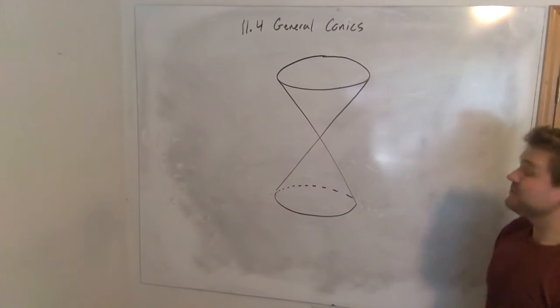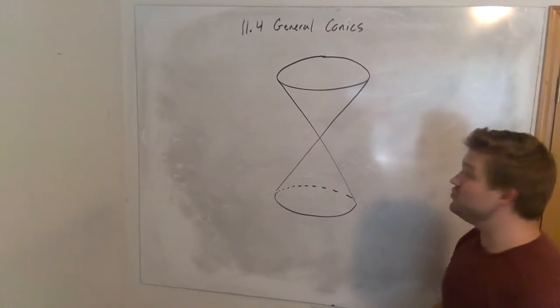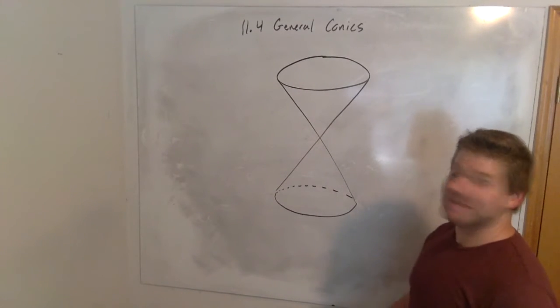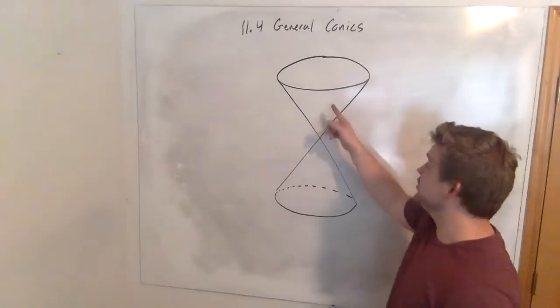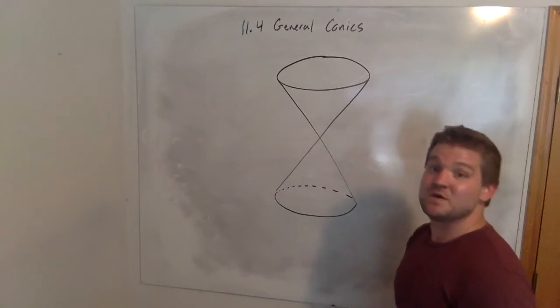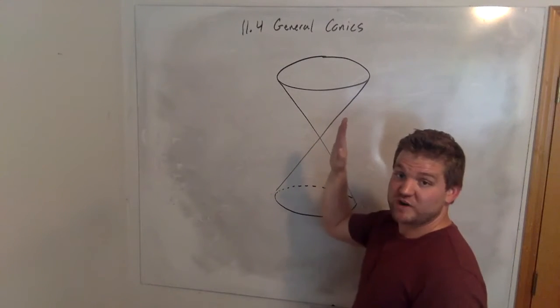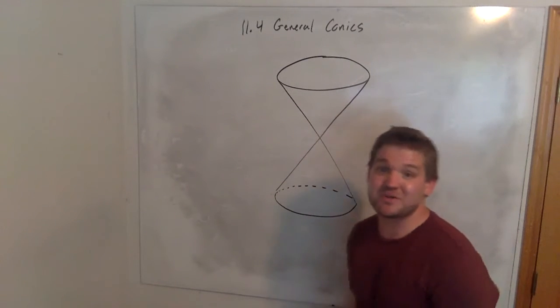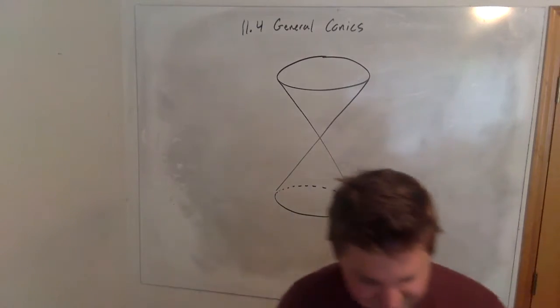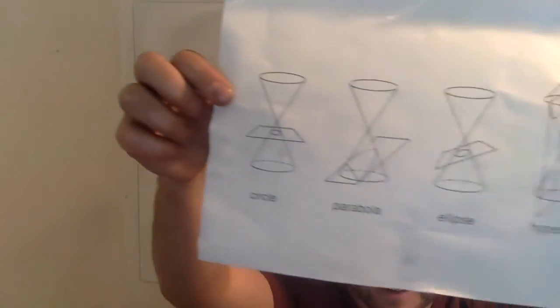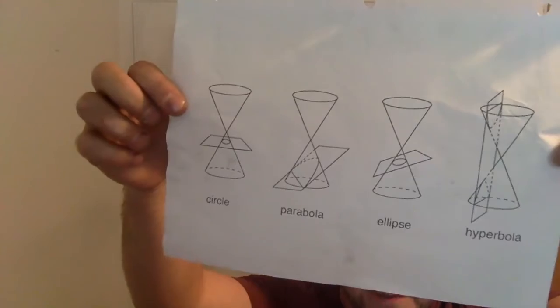Well, the only other one is, what if we were to cut this cone so that actually the piece of paper would cross through both of these? Well, the best way to think about that is if you had a piece of paper that was cutting straight up and down like this. What kind of shape are we going to get there? In that case, we're going to get our hyperbola.